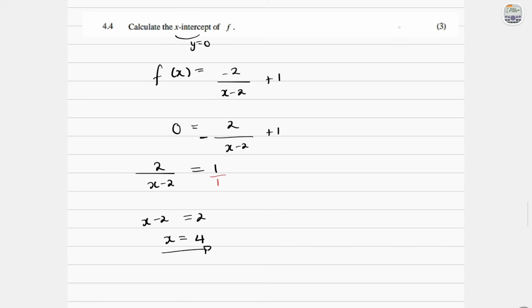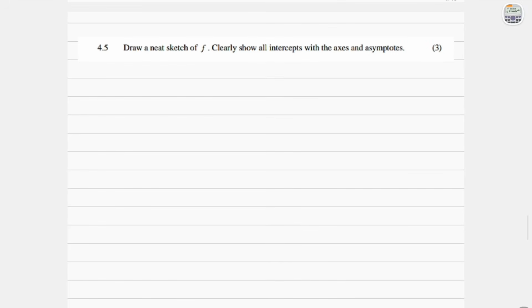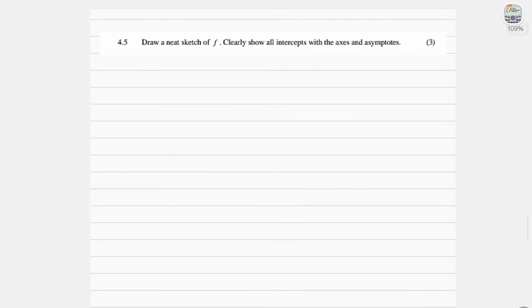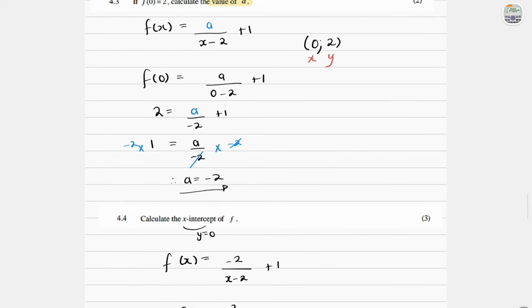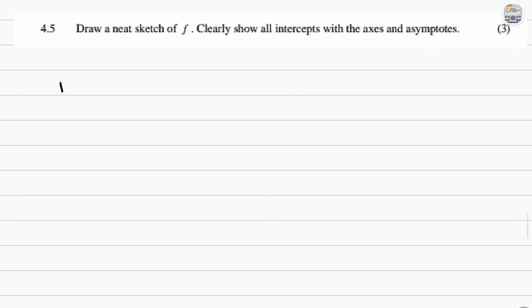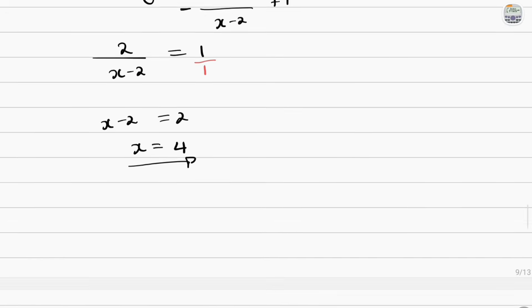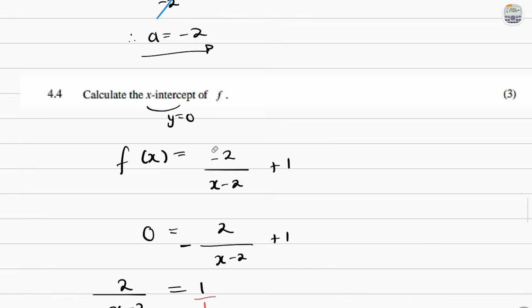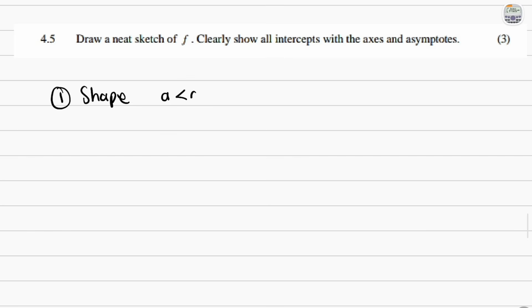Moving on to the next question. Question 4.5 says, draw a neat sketch of f, clearly showing all intercepts with the axes and the asymptotes. Okay, so we need to draw a sketch. Do we have all our intercepts? Let's just name the things that we have. So to draw a hyperbola, first, let's consider the shape of the graph. The shape depends on the value of a, okay? A is negative, because we saw it was negative 2. A is less than 0. This means that your graph is going to lie in the second and the fourth quadrant.